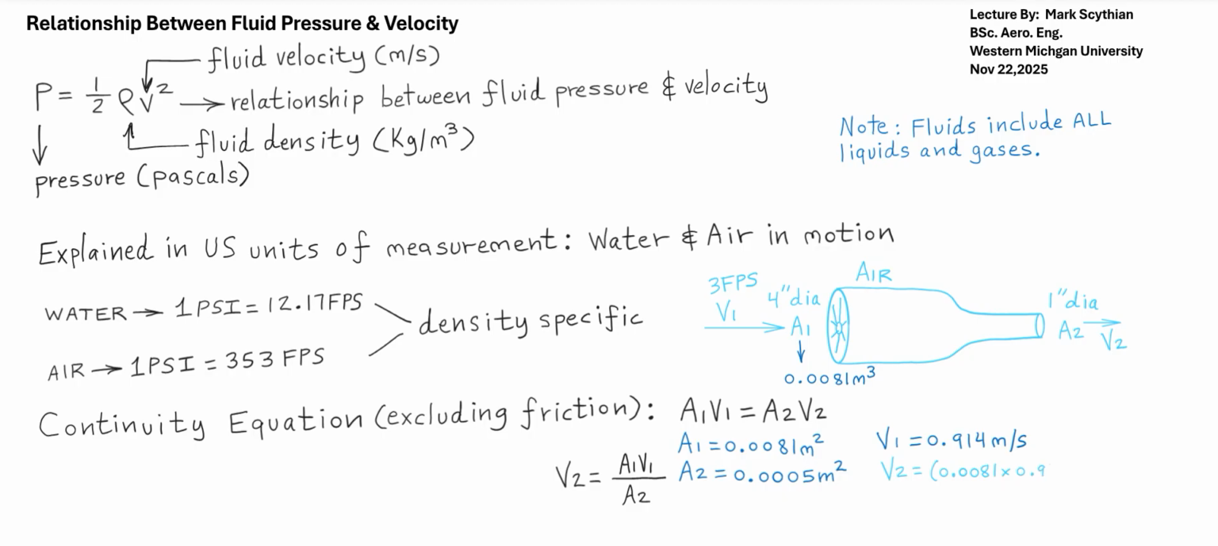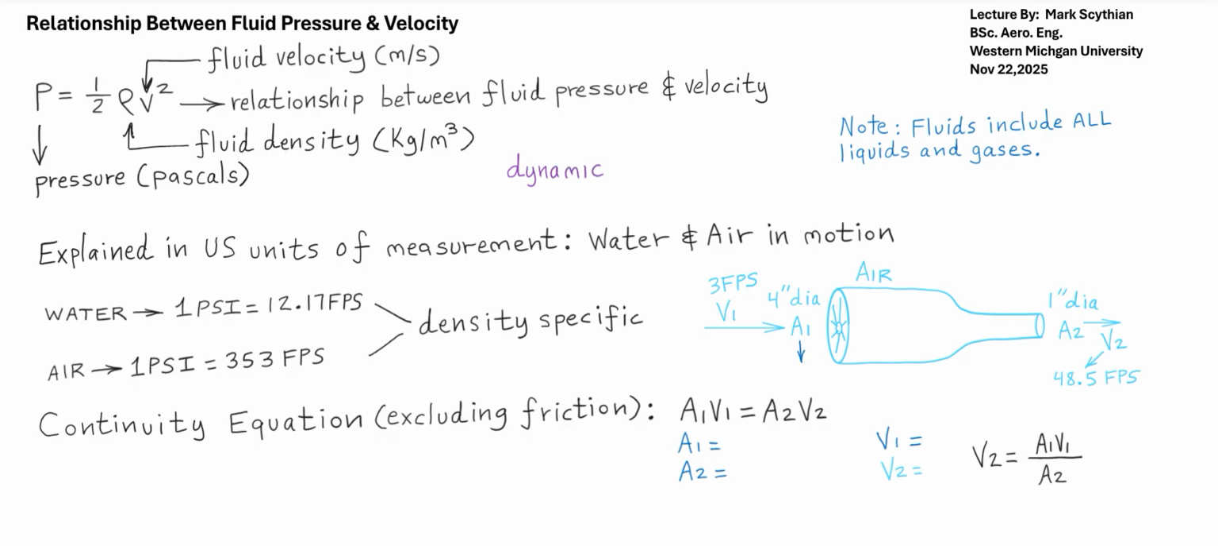And so when we solve for V2, we just take the A1, 0.0081 square meters, times V1, which in this case we calculated the inlet velocity is 0.914 meters per second, and then we divide it by the cross-sectional area of the outlet, and that's 0.0005 square meters. So we get 14.8 meters per second, and we convert it back to feet per second. So 48.5 feet per second is our V2. So the air goes in at 3 feet per second, and it discharges out of the outlet at 48.5 feet per second.